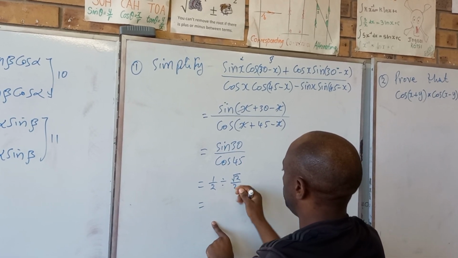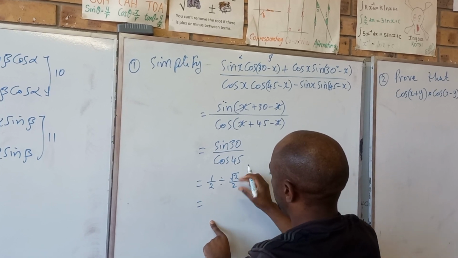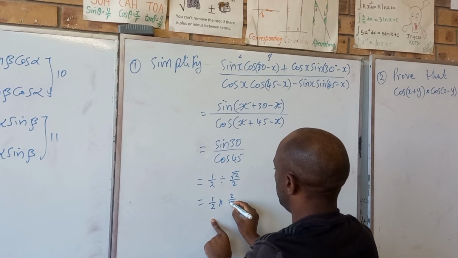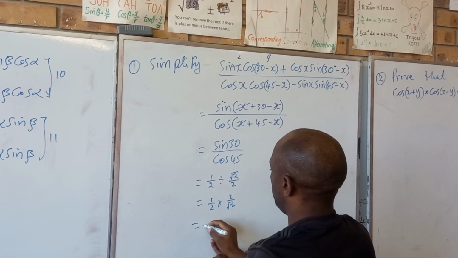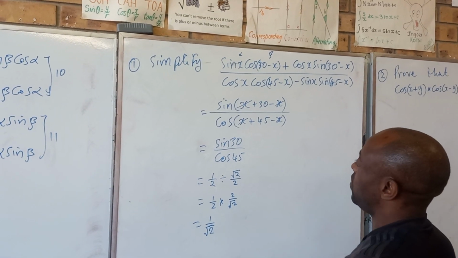And if I do my simplification by inverting, what do I get? 1 over 2 times 2 over root 2. So it will give me 1 over root 2. That's my answer. So that's my simplification.